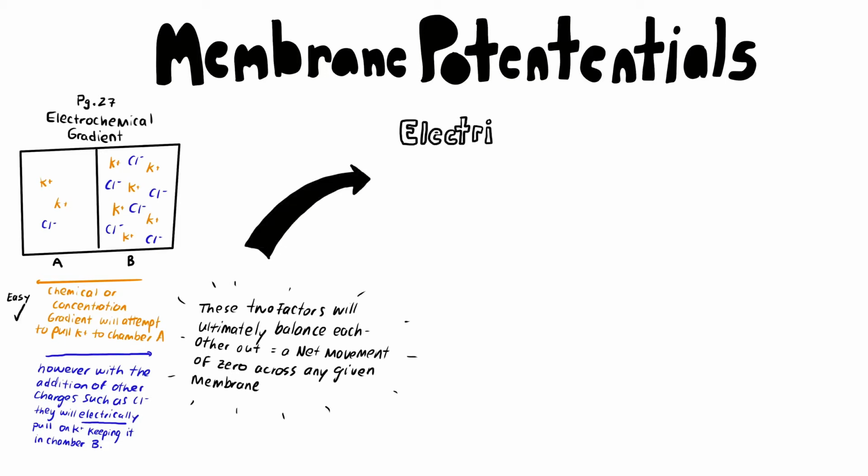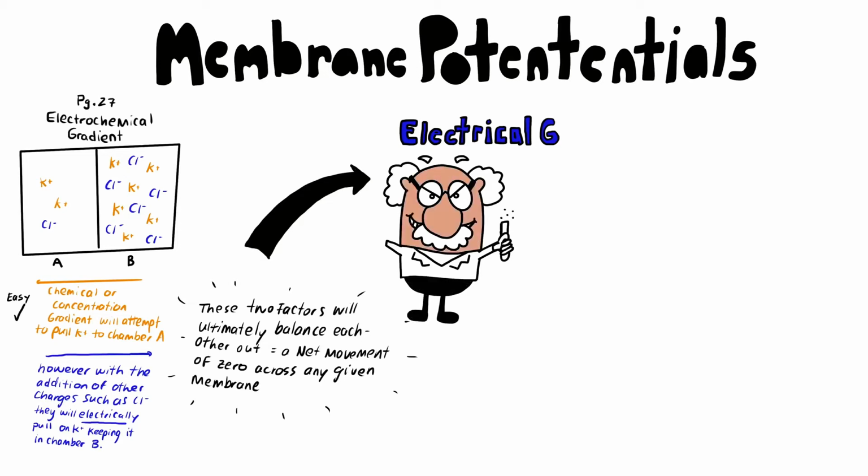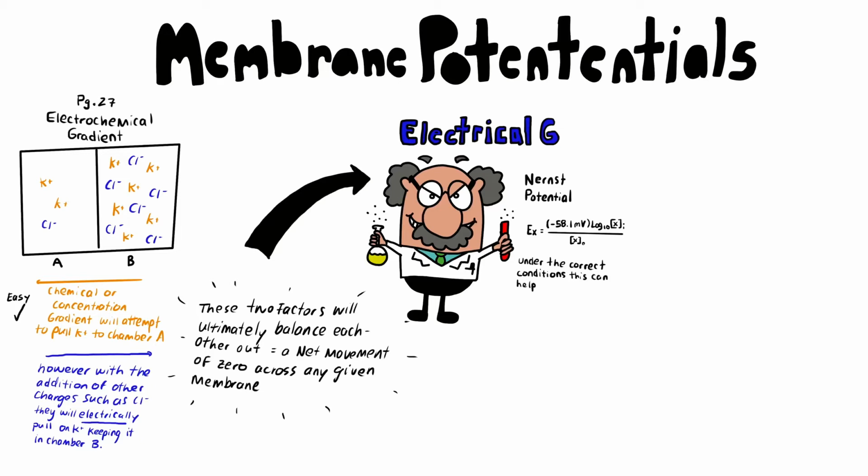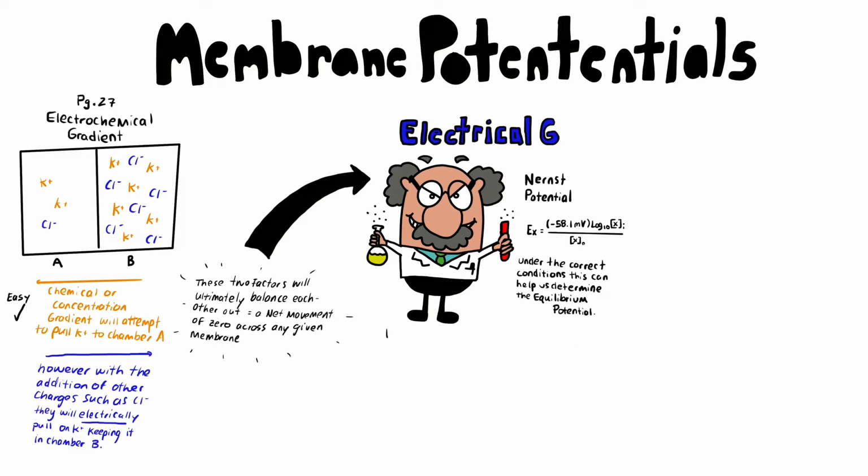So easy enough is the concentration gradient to understand. If you have a higher concentration gradient on one side, it will always go towards the lower. The little bit more difficult to understand, however, is the electrical gradient. Now, some mad scientists came up with something called the Nernst potential. This is going to be ultimately what helps us determine when the electrical gradient will cause equilibrium with the concentration gradient. Under the correct conditions, this is really good at helping us determine the equilibrium potential of any cell or membrane. But it has one problem.